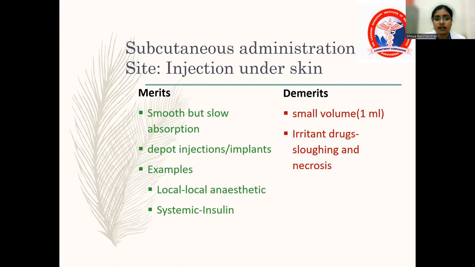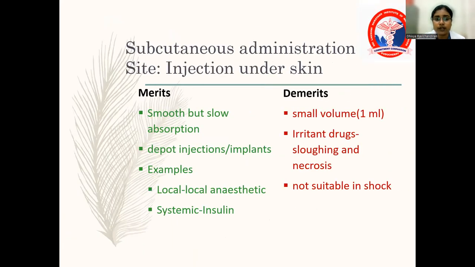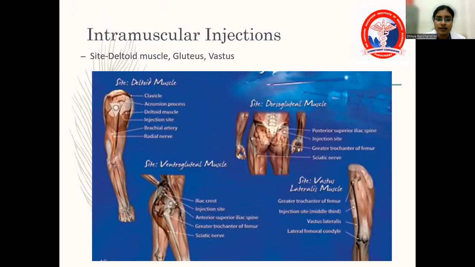Irritant drugs, if given accidentally or without knowing, the skin around that area will undergo necrosis and sloughing. It is not suitable for shock patients, because in shock we have to give larger amounts of fluids. As we already know, a very small amount of drug is given, like 1 ml, so it is not suitable for a patient in shock. So, intramuscular injections.